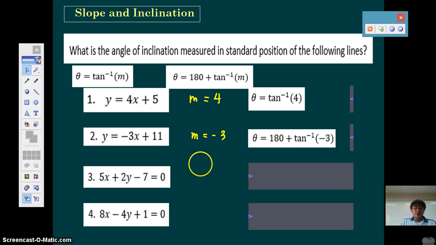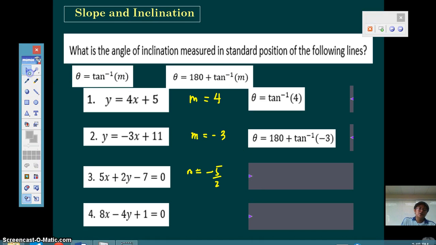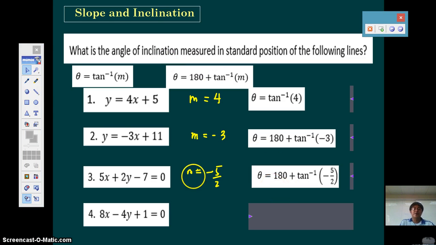Okay. Number 3, what is the slope of 5x plus 2y minus 7 equals 0? The slope is negative 5/2. Again, we have another negatively sloped line. The angle of inclination would be, using this formula, 180 plus tan inverse negative 5/2.